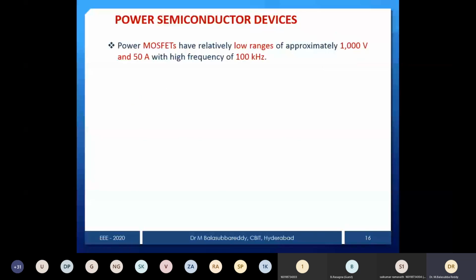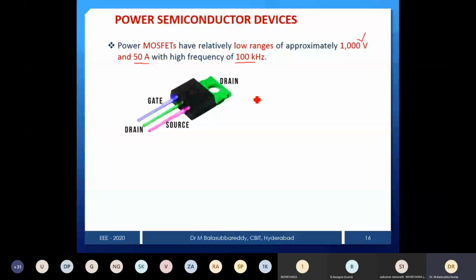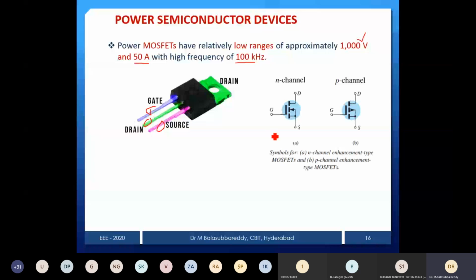And similarly, MOSFET has a low range only, but for very high frequency operations you can use a MOSFET. It will be 1000 volts and 50 amperes voltage and current rating. This is one component of MOSFET, with drain, source and then gate. So these are the three terminals. This is the drain and the source terminal, then the gate terminal. Like that, we may have different types of MOSFET: N channel MOSFET, P channel.